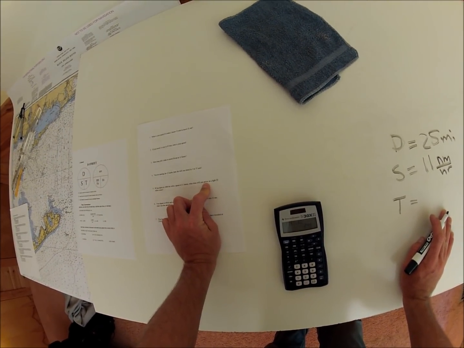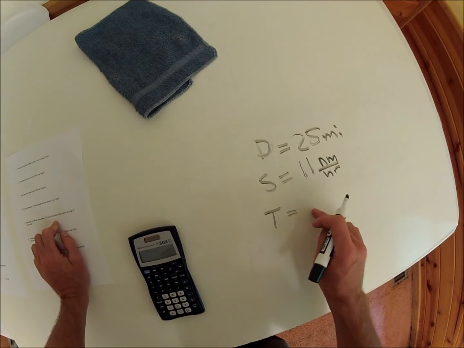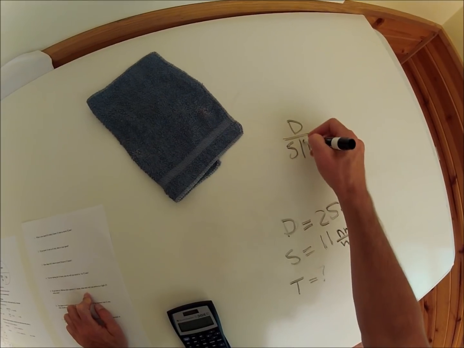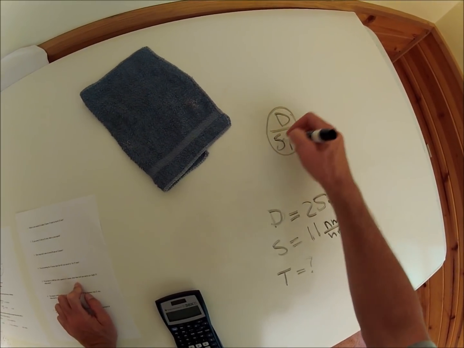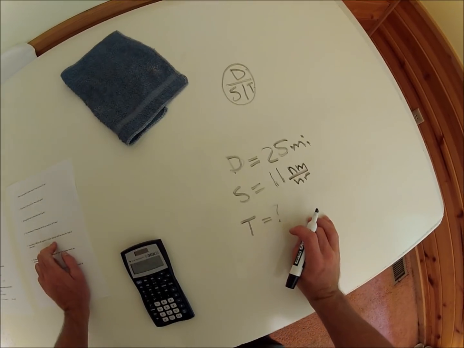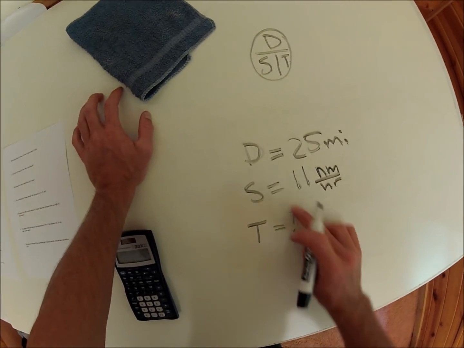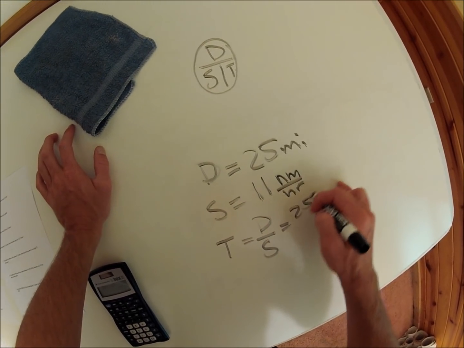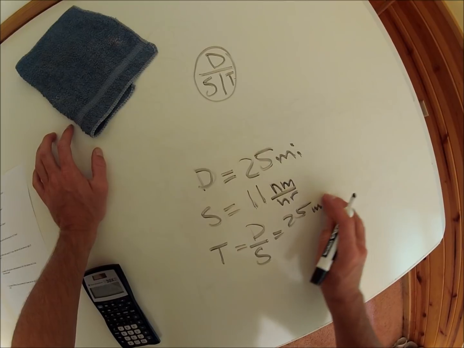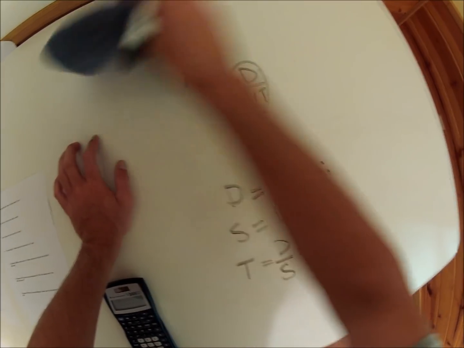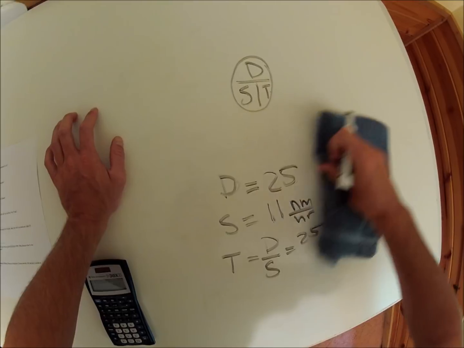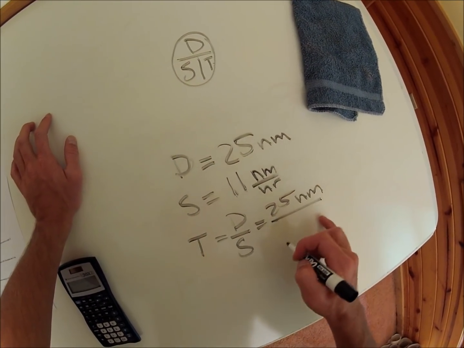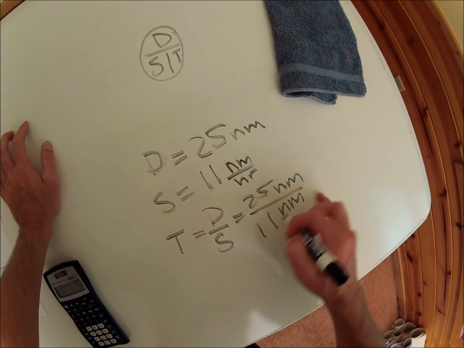What time will you arrive? Okay, so it says time. We need to find a time. Right? Distance, speed, time. Distance over speed is equal to time. Distance over speed. 25 nautical miles over 11 nautical miles per hour.